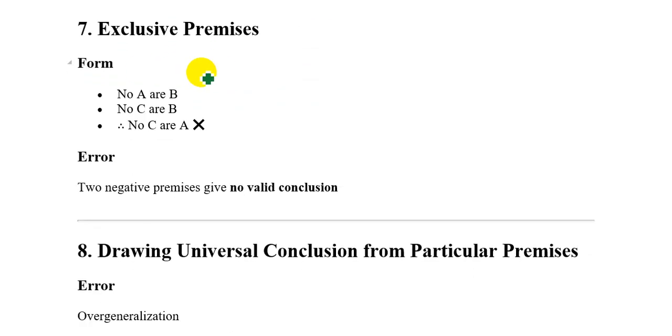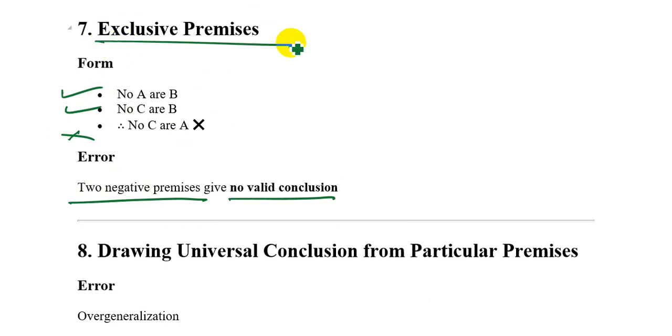Exclusive premises, where both are negative statements and therefore no conclusion can be drawn. That is, from two negative premises no valid conclusions can be drawn. This is known as exclusive premises.